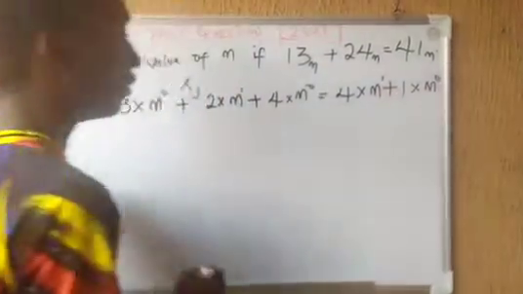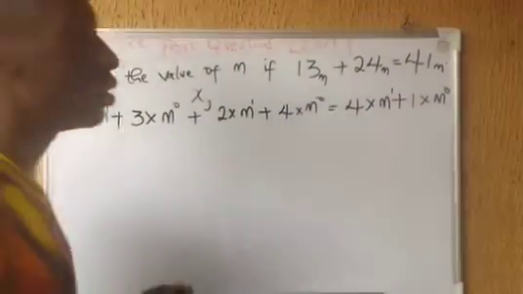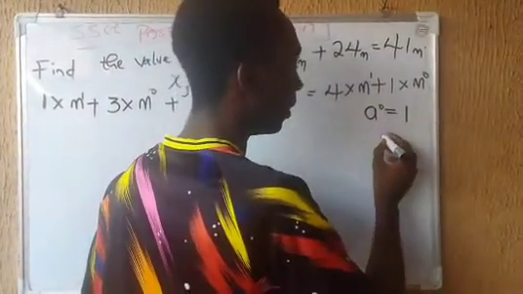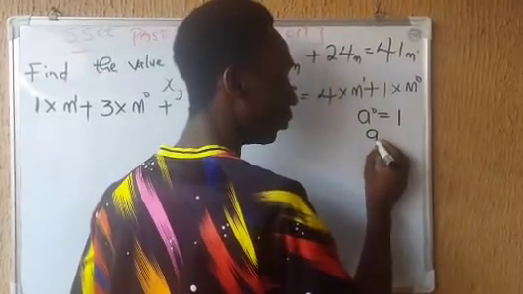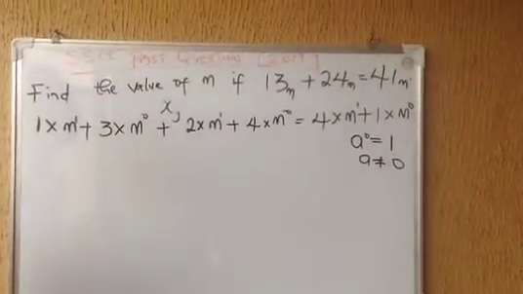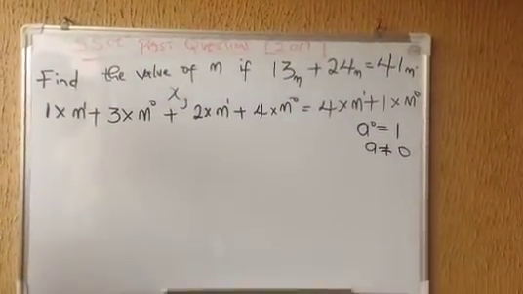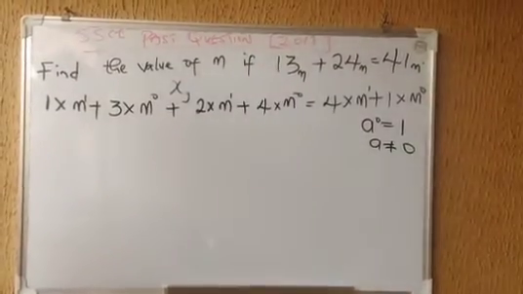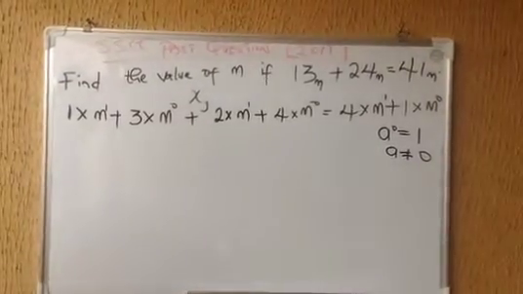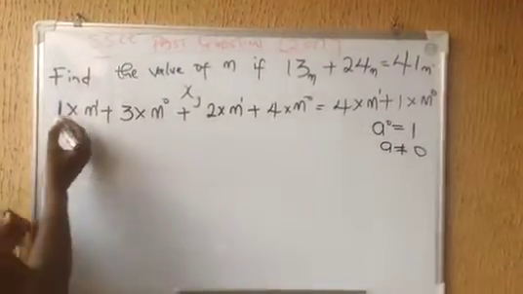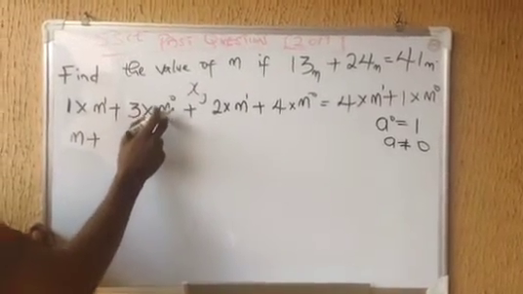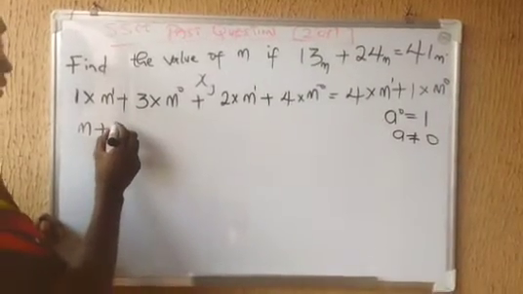Remember from your law of indices, a number raised to the power 0 will equal 1, except that number must never be equal to 0. That is, when a number is raised to 0, it will always be 1. But that number must not be 0, because 0 raised to 0 can never be 1. So let's go.